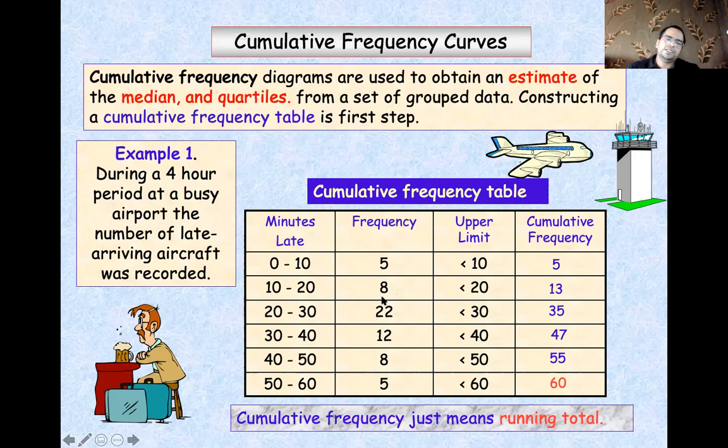And now when you plot the cumulative frequency, you're going to plot the upper interval, which is 10, 20. So 10, comma 5; 20, comma 13; 30, comma 35; 40, comma 47; 50, comma 55; and 60, comma 60. So this is something that you can see, you're going to plot against the x and y coordinate. On the x coordinate will be this value and y will be this. So let's see how we plot it now.